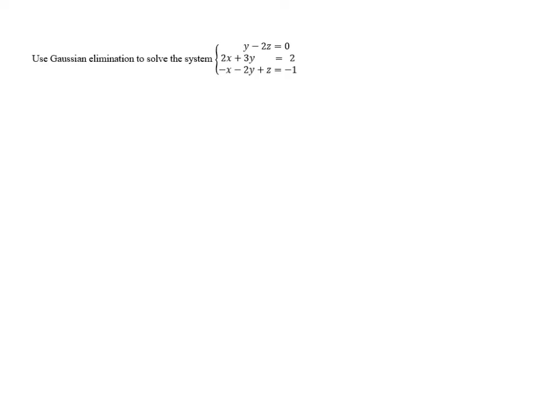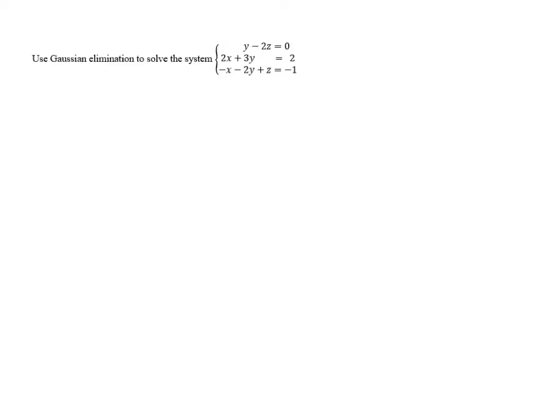Use Gaussian elimination to solve the system y minus 2z equals 0, 2x plus 3y equals 2, and x minus 2y plus z equals negative 1. I'm going to rewrite this below, but I'm actually going to interchange the first two equations, or the first two rows. The reason I'm doing that is because we want to get rid of the x terms in the second and third equation.